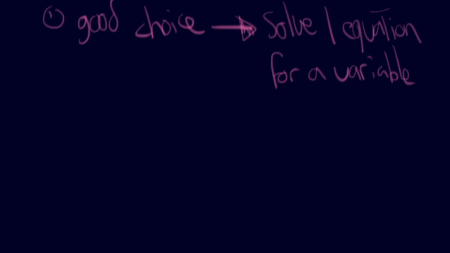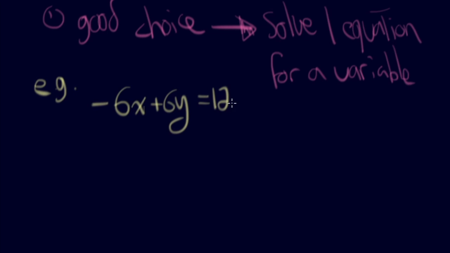We'll start out with this question. Let's say you had a system. So remember, a system is where we're trying to find the solution where the two lines cross. So negative 6x plus 6y is equal to 12. So that's one equation. And the other one is x plus 5y is equal to negative 14. And I want to know, where do these two lines cross?